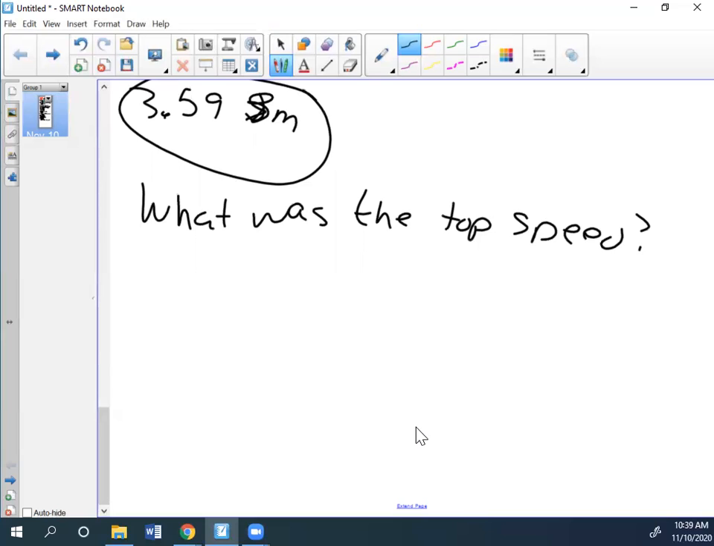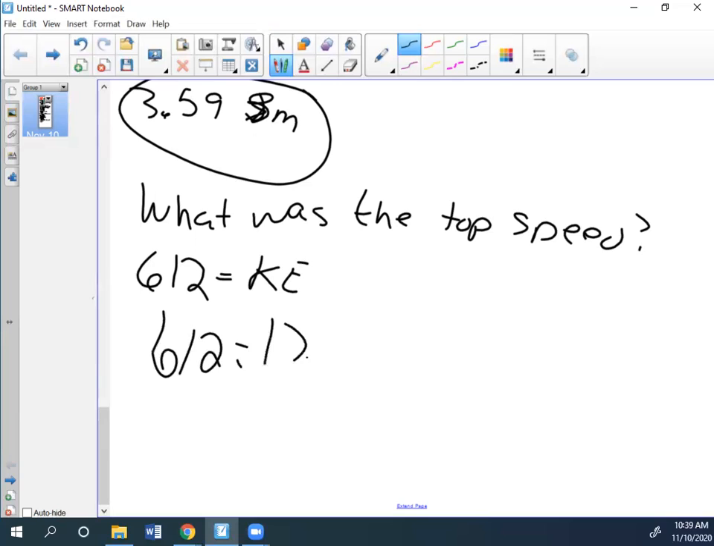So how much kinetic energy would it have right before it hit the ground? How much gravitational potential energy would it have? It wouldn't have any, so all the energy would have been kinetic energy, correct? So that's the assumption. So 612 equals KE, which is mass, 17.4, times v squared divided by 2.